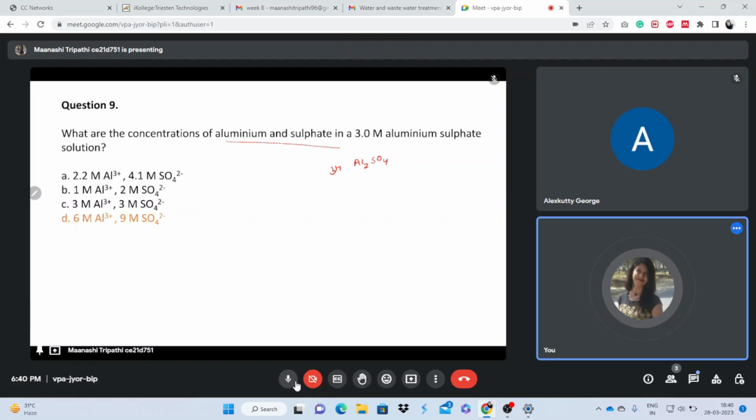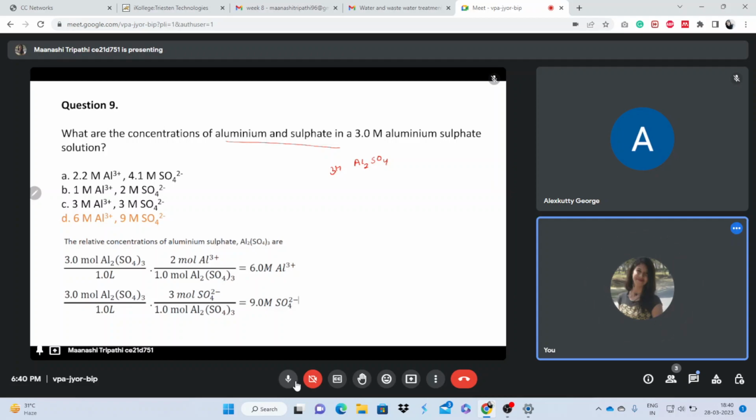So this is the solution, but how is it coming? Like this. 3 mole Al2(SO4)3 per liter. So the relative concentration we have to calculate. So this is how these things are calculated. We have 3 molar of Al2(SO4)3. So when it dissociates, it will give 2 moles of Al3 plus. Like it's like this.